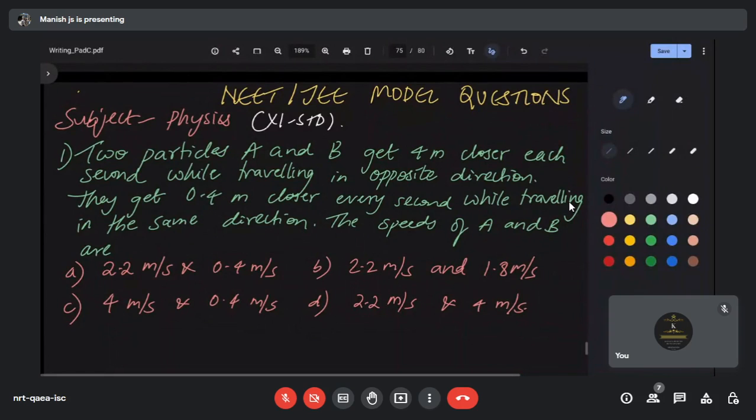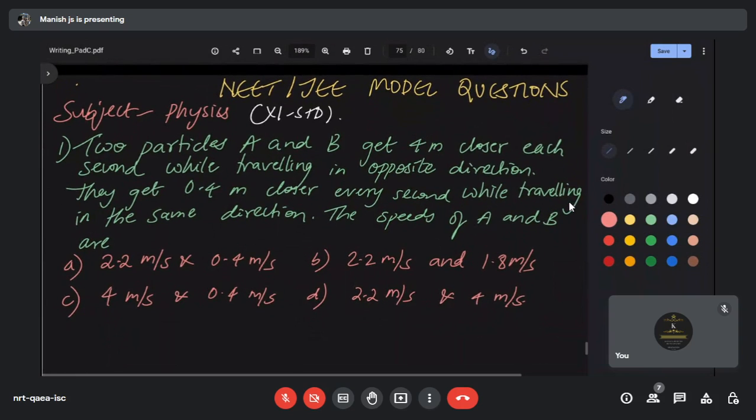I'll read the question once again. So two particles A and B are getting 4 meters closer. For a situation கொடுத்திருக்காங்க ரெண்டு particles வந்து they are coming 4 meters closer while traveling in opposite directions, and they get 0.4 meters closer every second while traveling in the same direction. So இதுதான் கொடுத்திருக்கிற flow. So both of them is for each second. So what are the speeds of A and B? So that's the question. Okay, so I hope question புரிஞ்சது நம்புறேன். So you can just try this out. So இதுக்கு வந்து நீங்க கரெக்ட்டா equations frame பண்ணீங்கனாவே you will get the answer. Okay, so it all depends on how you are framing the equations based on the given data.